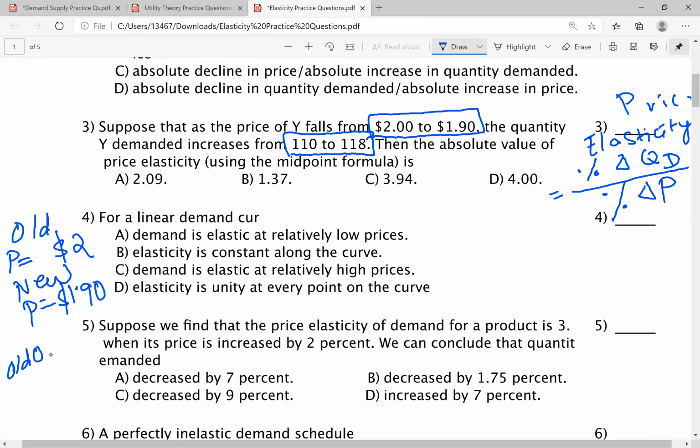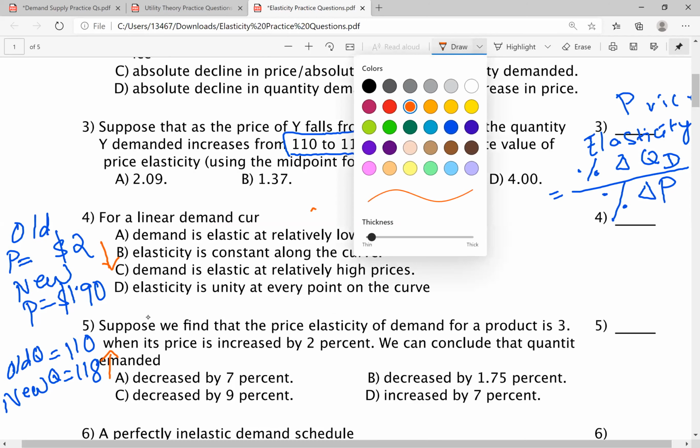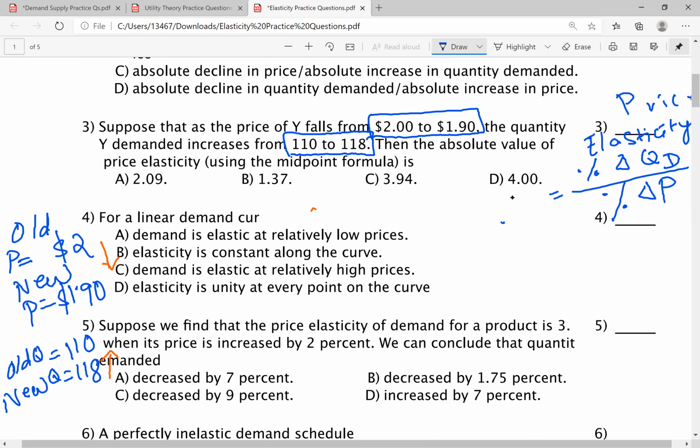The old quantity is 110. The new quantity is gonna be 118. What do I see here? What is my conclusion? Price is going down and quantity is going up. And when you solve this price elasticity, you would always get a negative value because price and quantity demanded move in opposite directions.